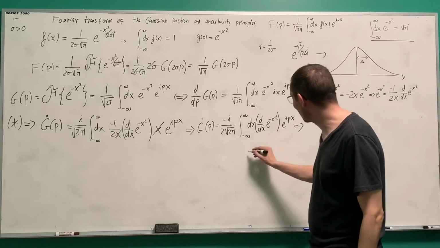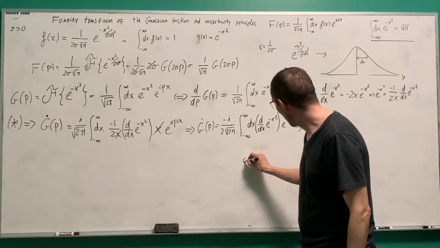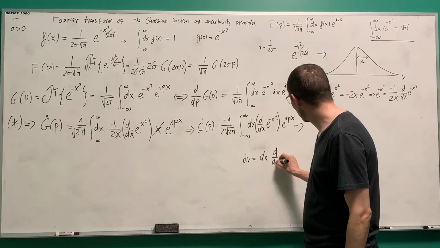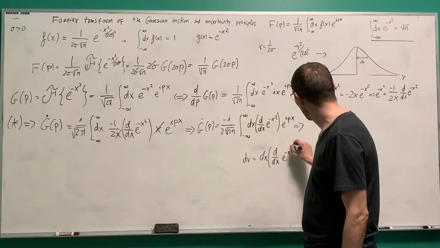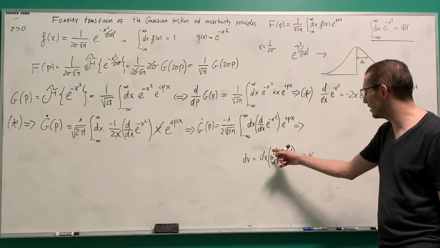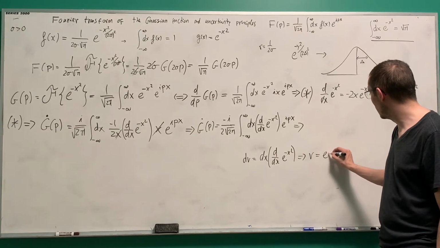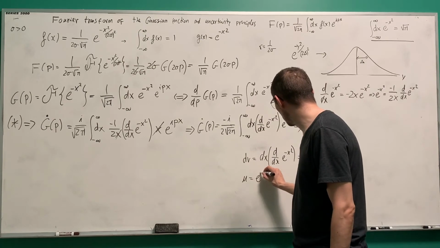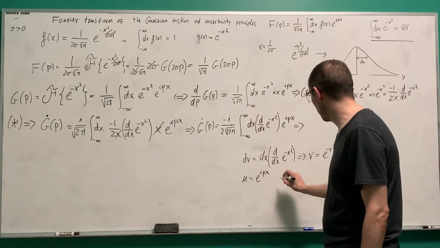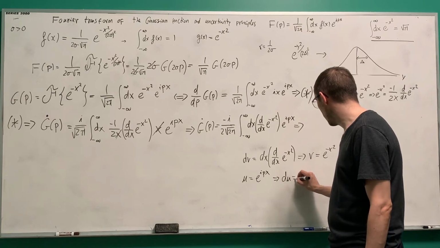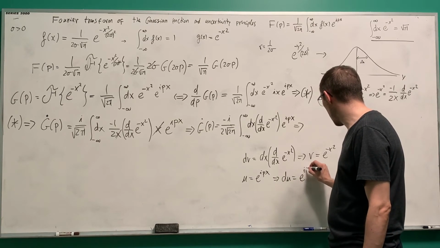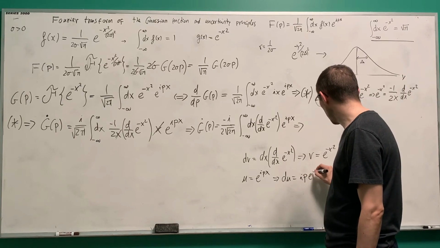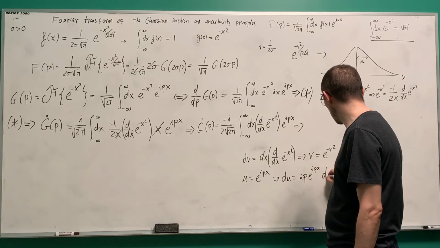How? Well, all that I have to do now is integration by parts. Let dv equal dx e to the minus x squared. So v is just the integral, which cancels the derivative: e to the minus x squared. Nice. And then u is equal to e to the ipx, and that means du is equal to ip e to the ipx dx.